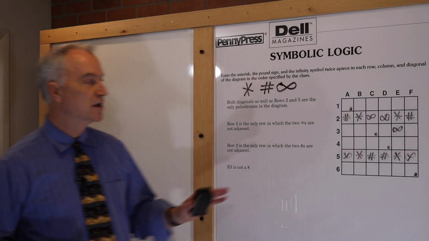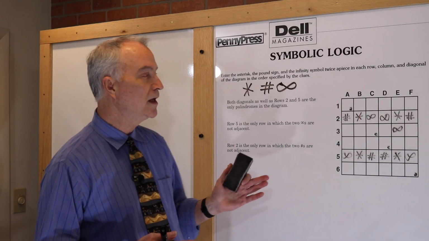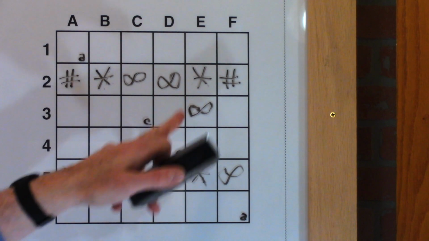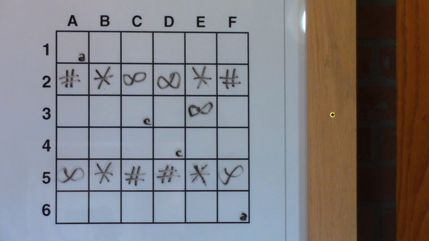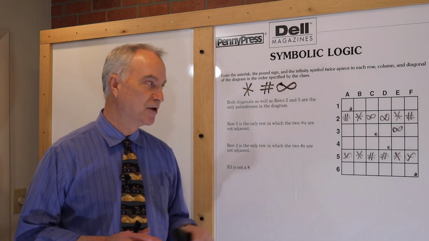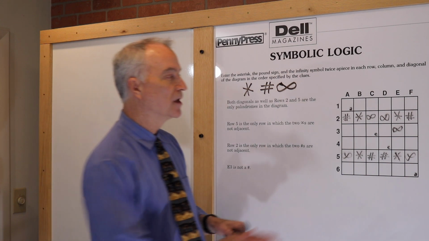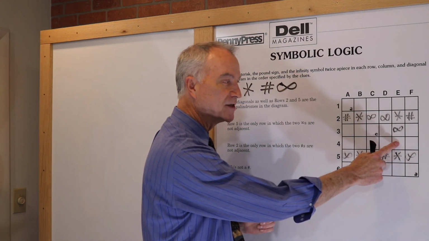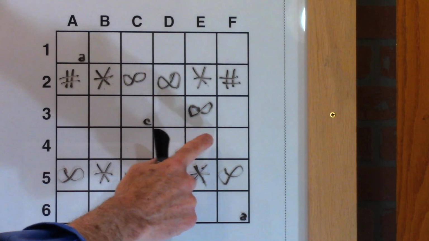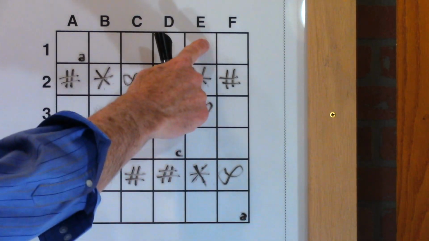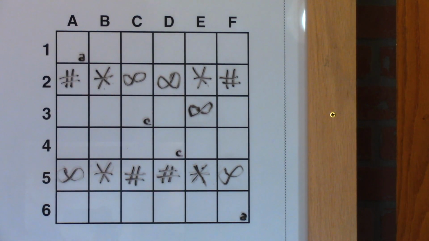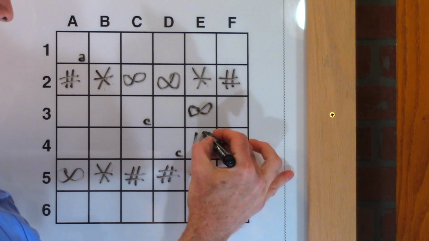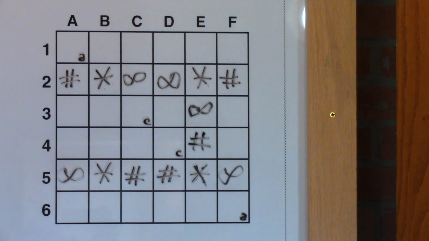Now that we've placed this particular infinity symbol, what can we deduce in column E? What about the square at 4E in particular? We said that the only palindromes in this particular puzzle are rows 2, 5, and the two diagonals. Well, we cannot make this another infinity symbol. By putting an infinity symbol here, that would leave the pound signs at the top and the bottom, and we would have created another palindrome, which we cannot do, which means that this then has to be the pound sign.